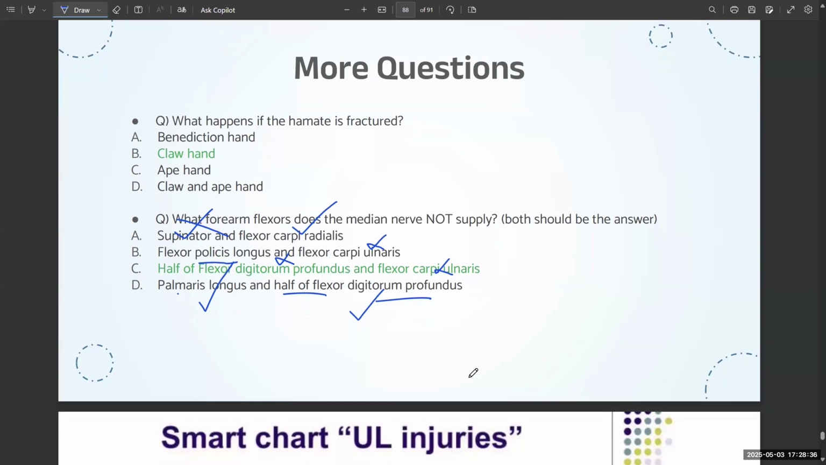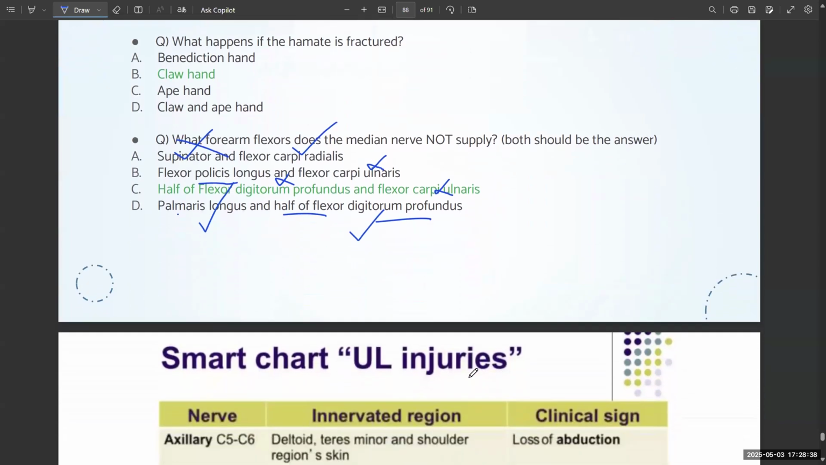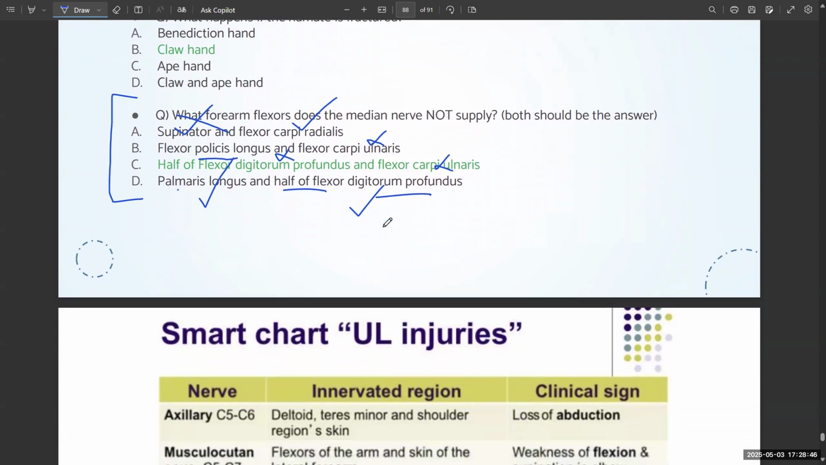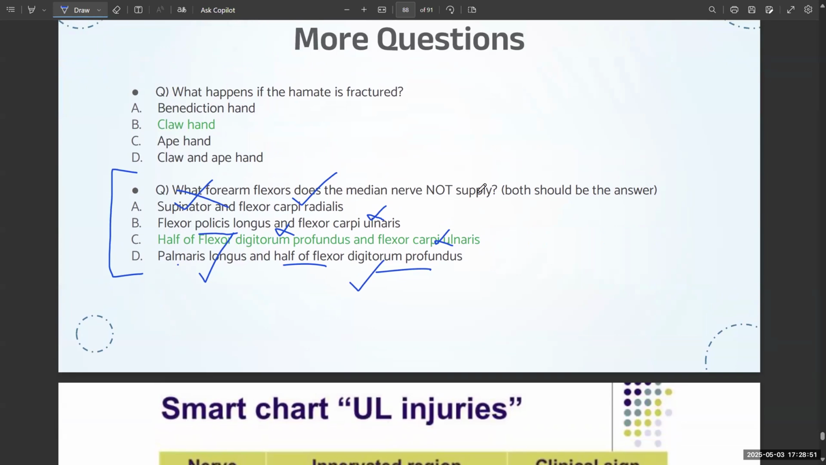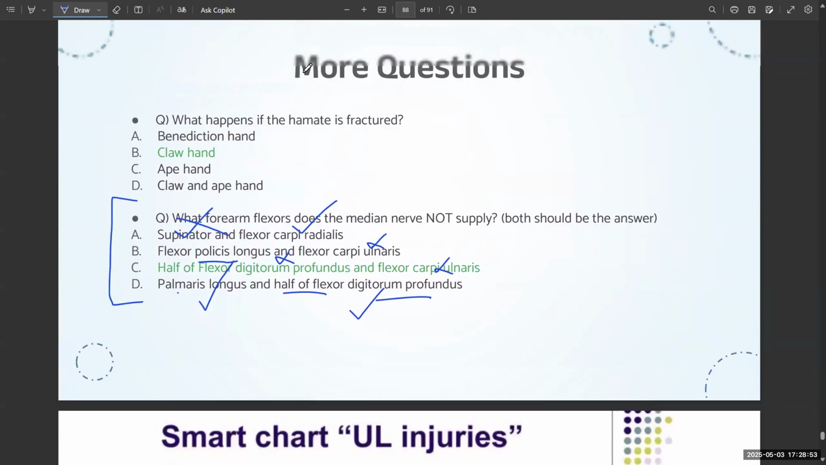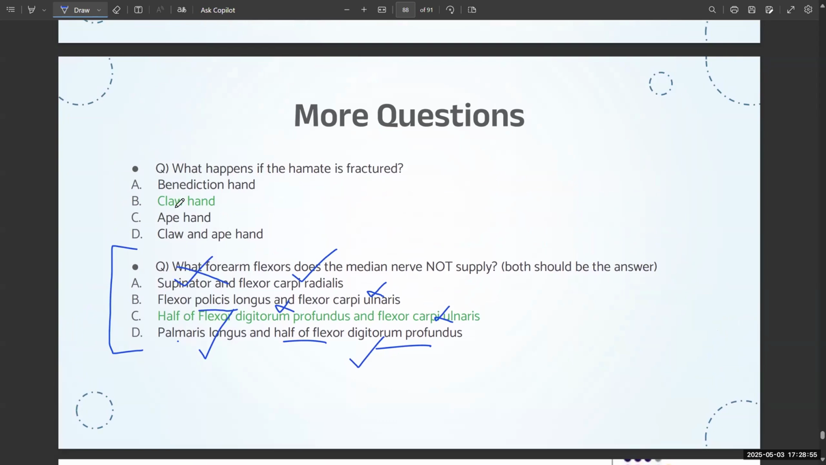Okay. This question is a little bit confusing. I suggest that you go over the muscles one more time. It might not make sense because right now I can't seem to get what's going on here. So please look into this. However, the answer for this question is claw hands. Okay.